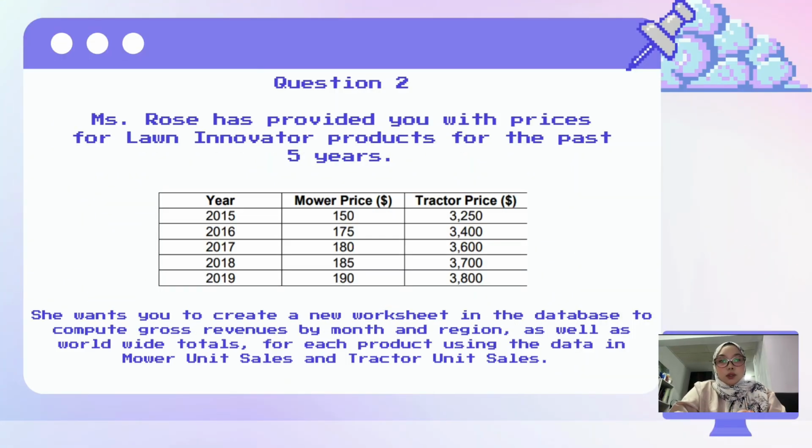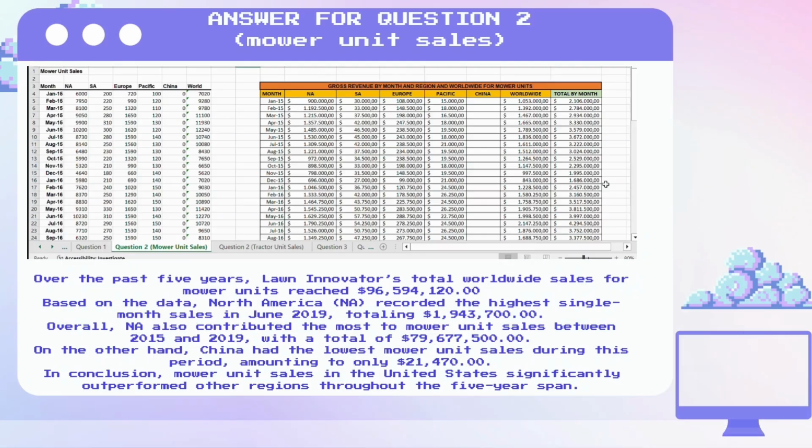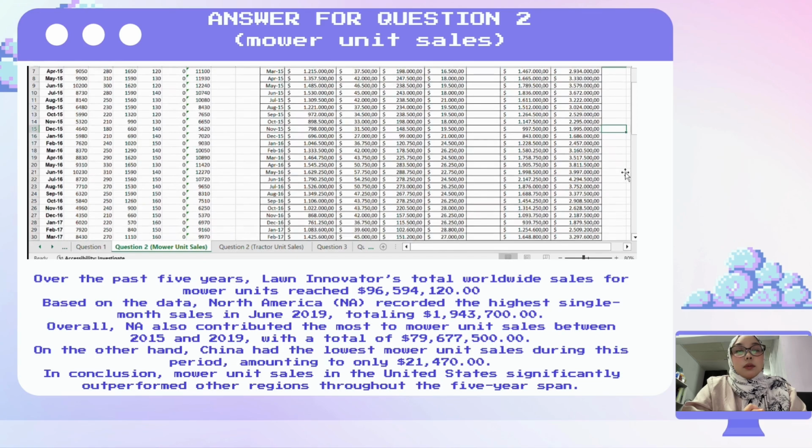Next is question 2. Ms. Rose has provided you with prices for Lawn Innovator products for the past 5 years. She wants you to create a new worksheet in the database to compute gross revenues by month and region, as well as worldwide totals for each product using the data in mower unit sales and tractor unit sales. So for question 2, to find each number for the mower unit sales, we use the formula SUM.